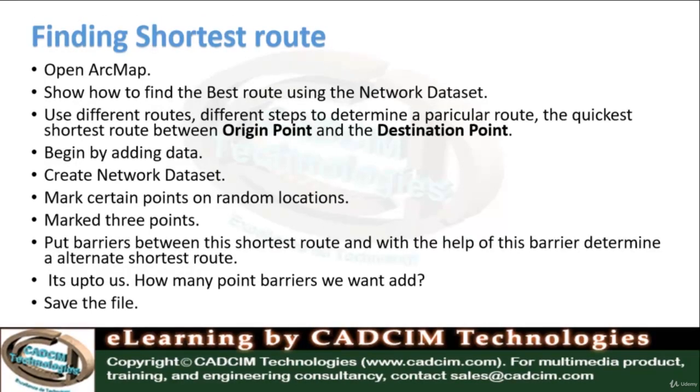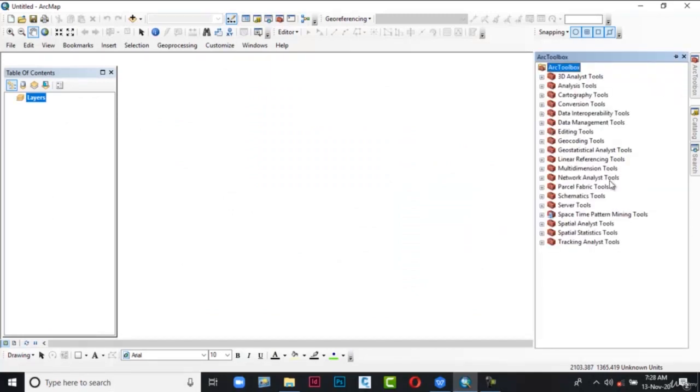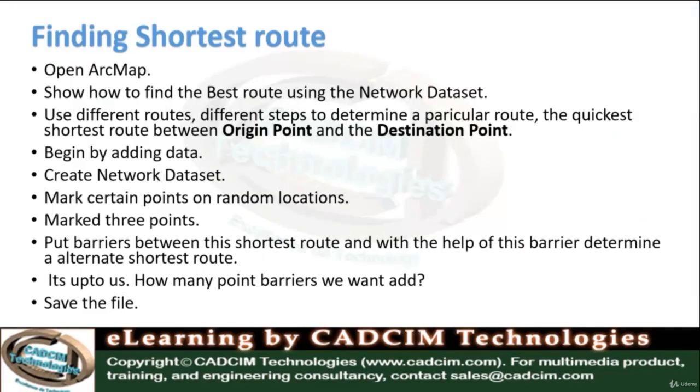Okay, now let me take you to a quick demonstration to show you how network analysis can be used in ArcMap. Open ArcMap and click on ArcToolbox. So here you can see a separate tool is available, which is called Network Analyst Tools. Here I'll be showing you the different steps to determine a particular route, the quickest shortest route between the origin point and the destination point. This is exactly what the Network Analyst Tools do. So our full task is based on this.